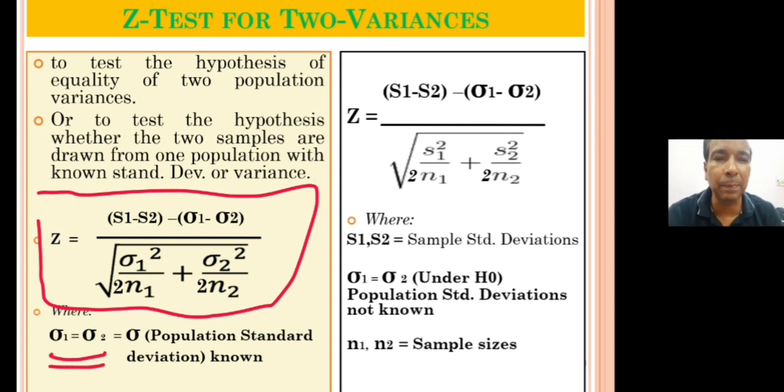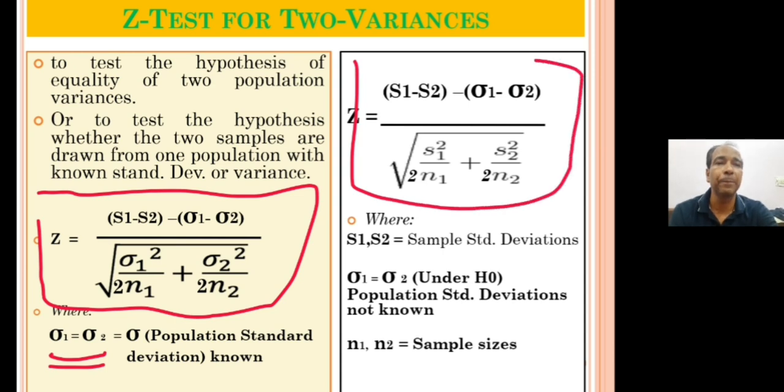This statistic is applicable when the test is conducted for testing whether the two samples are drawn from only one population, the standard deviation of which is known. If the test is conducted whether the two variances are the same or different, then the statistic would be like this: z equal to S1 minus S2 minus sigma 1 minus sigma 2. The numerator is the same, the denominator changes a little bit: root of S1 square upon 2n1 plus S2 square upon 2n2.